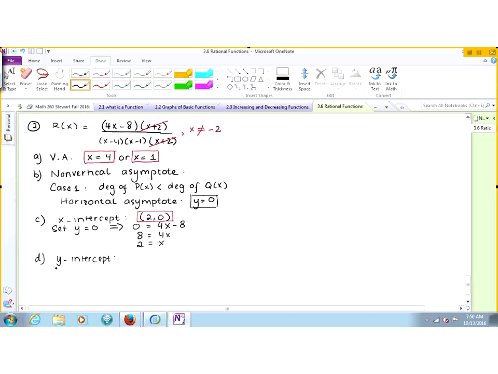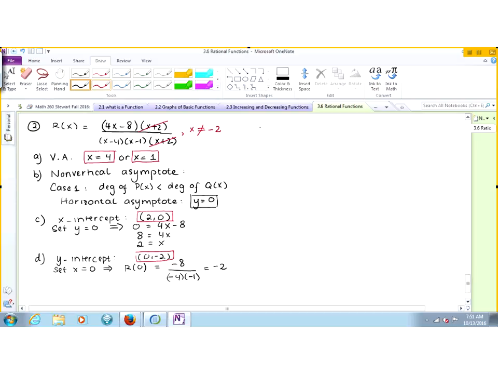So the y-intercept. What is the y-intercept? We set x equal to 0. Okay, so when x is 0, what is y? So y of 0 is equal to negative 8 divided by negative 4 times negative 1. So this is equal to negative 2. All right. So the y-intercept is what? 0, negative 2. All right.